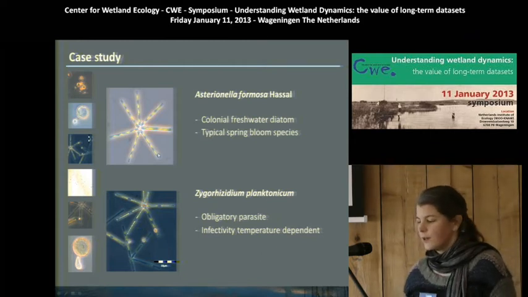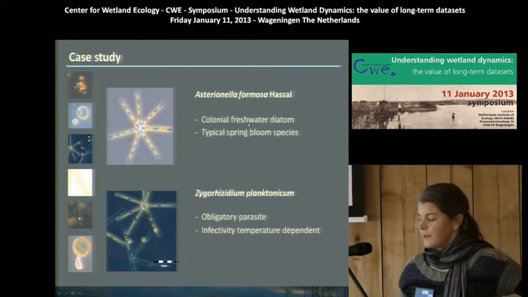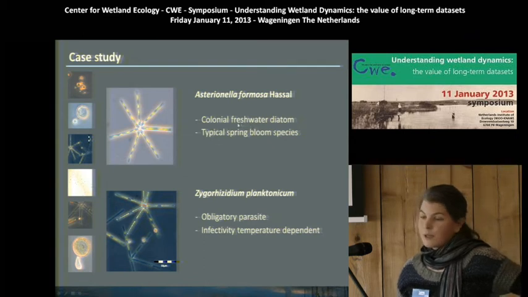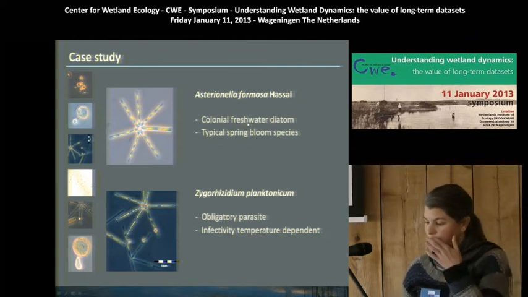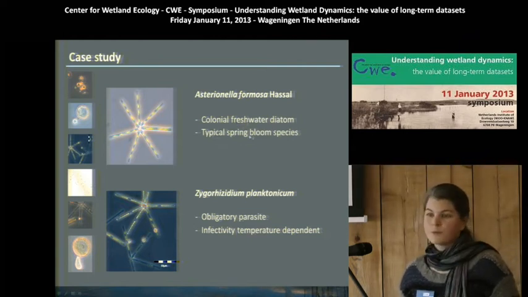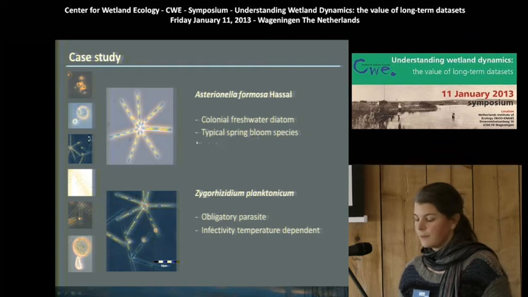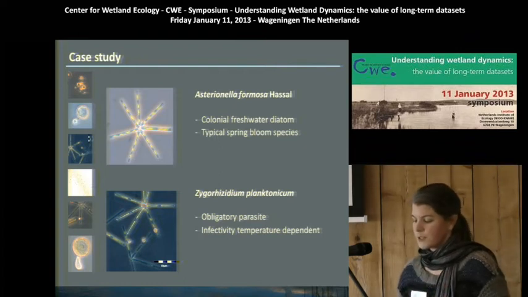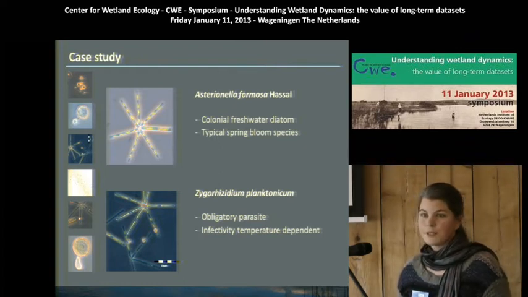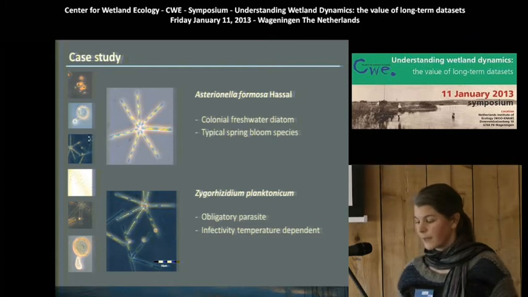Asterionella is a colonial freshwater diatom. It is ubiquitous. It is really abundant in many temperate lakes and rivers around the world. And it is a typical spring bloom species because it is a very good competitor for phosphorus. And it can also already grow at very low temperatures, like 1-2 degrees is already enough for it to start growing.